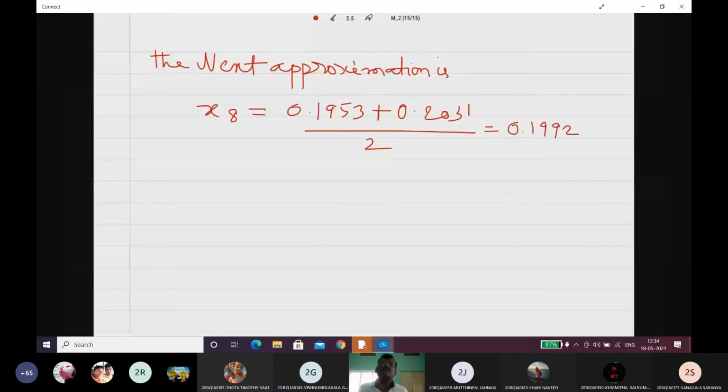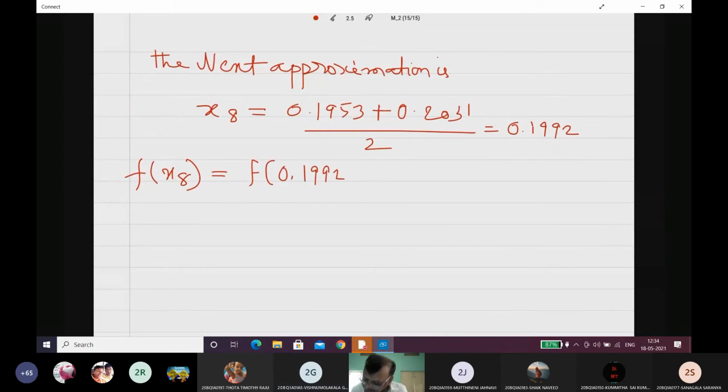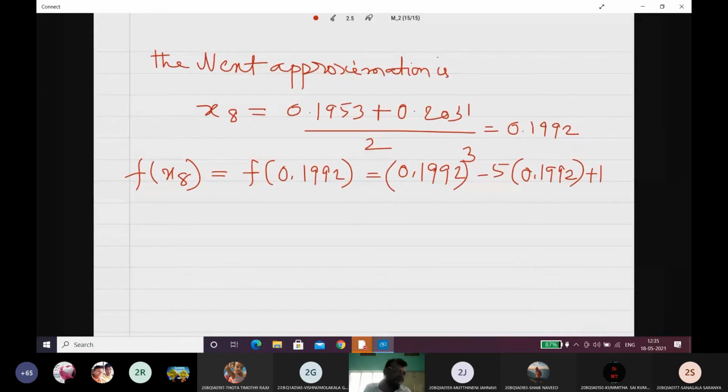Now immediately we can find out the value for x8. Now f of x8 is equal to f of 0.1992, that is equal to 0.1992 whole cubed minus 5 into 0.1992 plus 1. What does it come to? 0.0119. Positive. 0.0119 is greater than 0. Again greater than 0. Right?